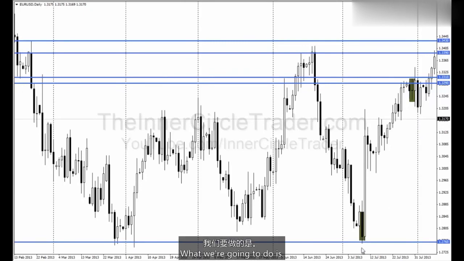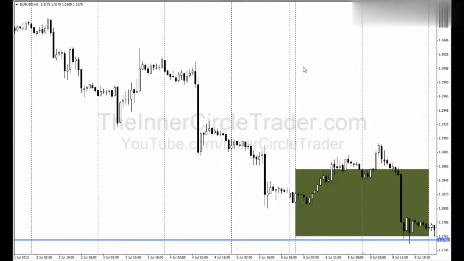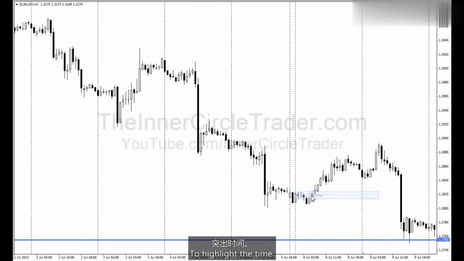So what we're going to do is look at this particular day, and the actual candle comes in at July 9th, 2013, and we're going to start with an hourly perspective on it. All I did was use this to highlight the time.